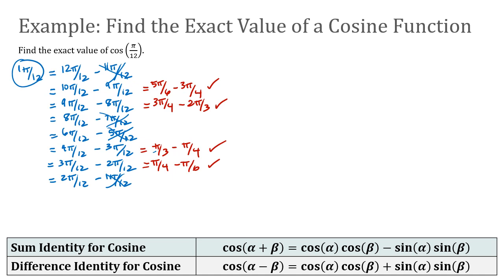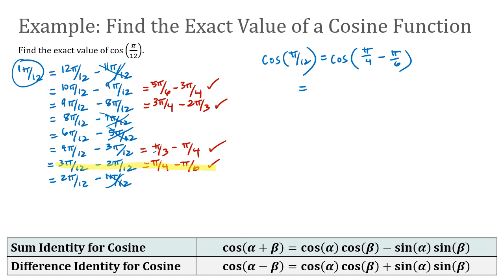So what I'm going to do is probably pick this pi over 4 and this pi over 6. I like those because I have an easier time memorizing the sine and cosine of angles that fall in the first quadrant. Okay, so here's what I've got. I'm going to say that the cosine of pi over 12 is equal to the cosine of the quantity pi over 4 minus pi over 6.